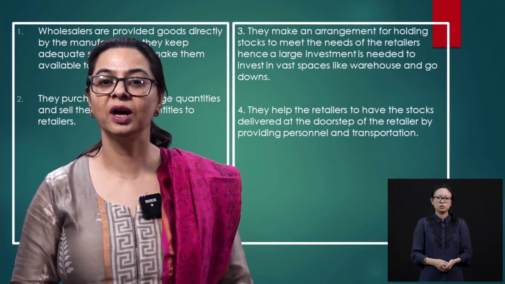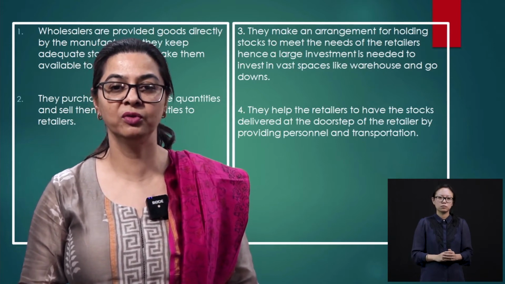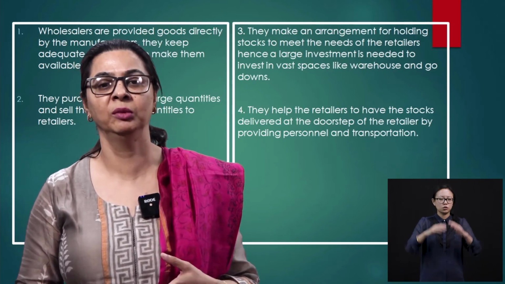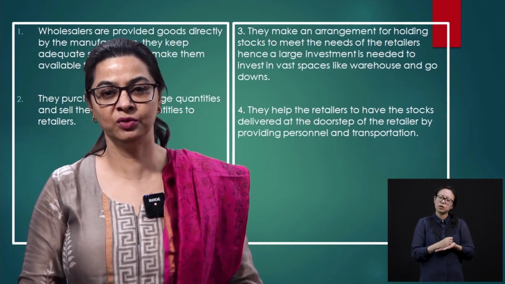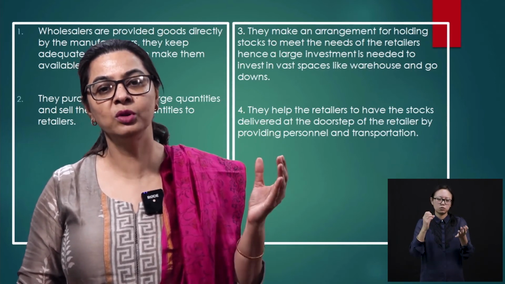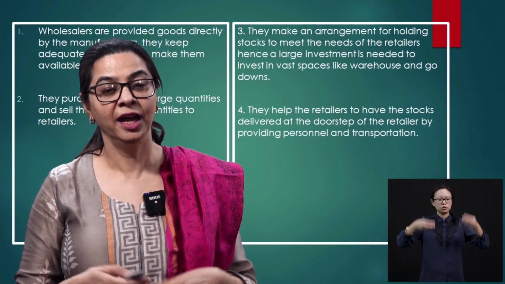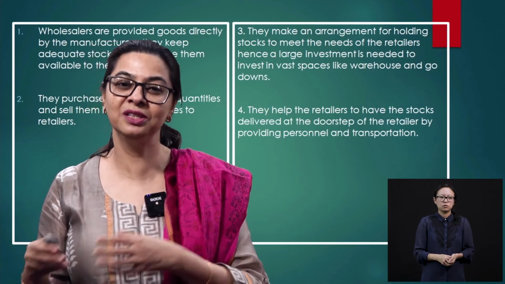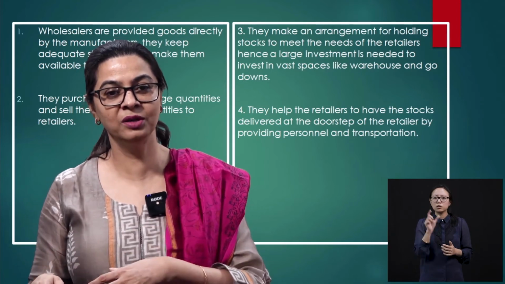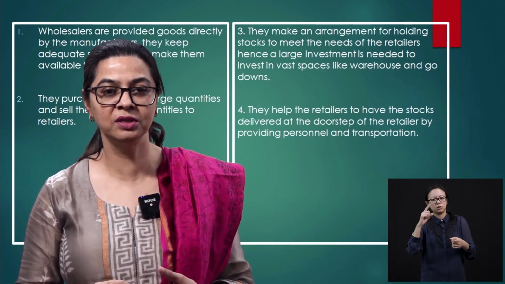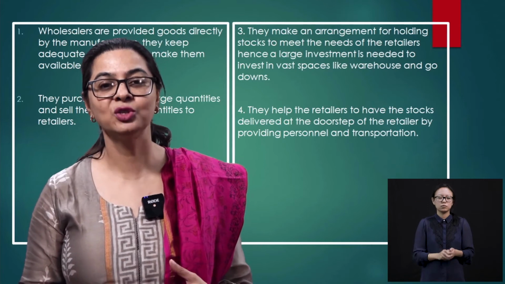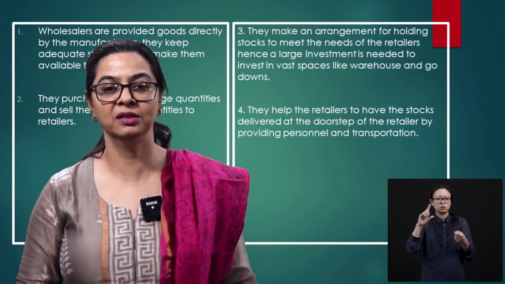The fourth is they help the retailers to have the stocks delivered at the doorstep of the retailer by providing personnel and transportation. Now, when I ordered those 100 packets of ice cream, I'm not going to go to the wholesaler. Most of the time, it is the wholesaler who's going to come and give me those 100 packets of ice cream, and I store it in my shop. To come with that packet of ice cream from the wholesale market to the retail market, it requires money. There's a person who's going to be driving that car, and a person who's going to be delivering. So his money is spent on making the arrangements for the stocks to be delivered, on having a vast space like warehouses and godowns, and also on buying the material in bulk, in large quantities. So basically, the wholesaler has to really have the money to invest in this.